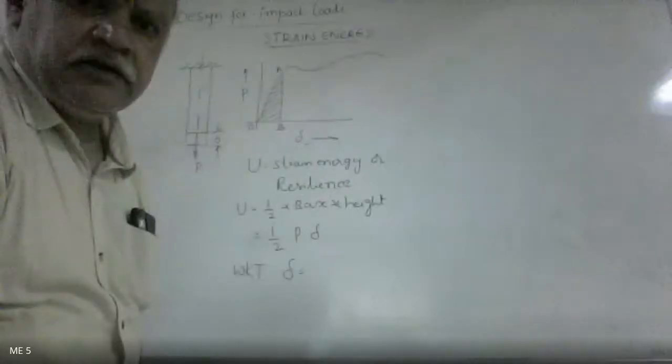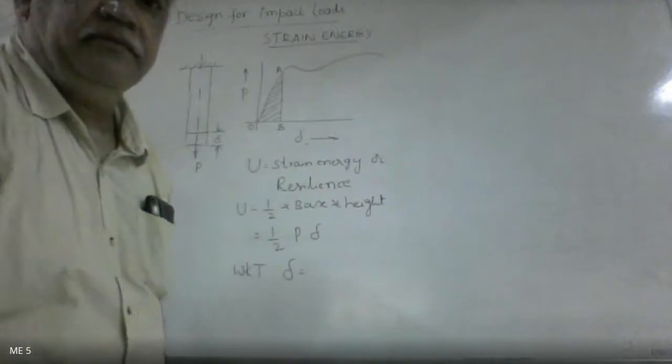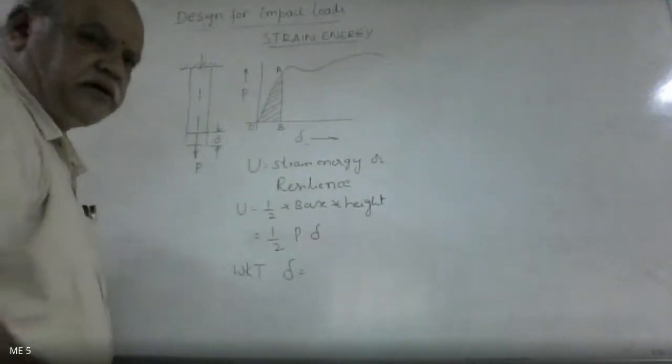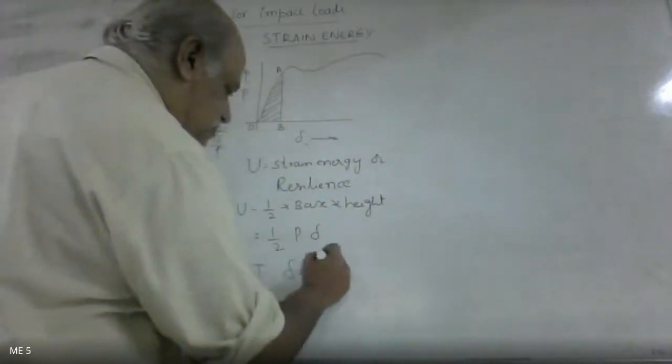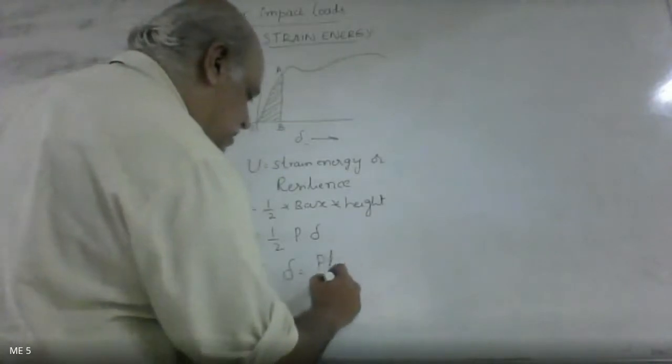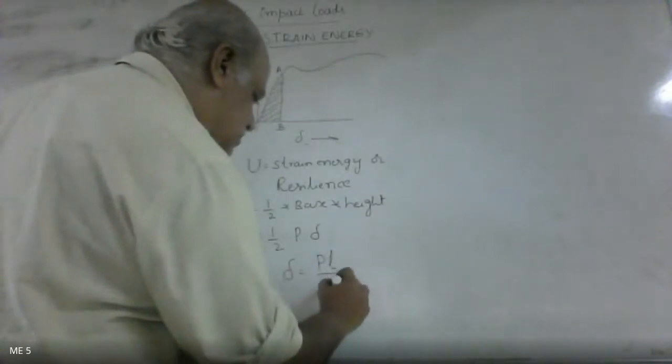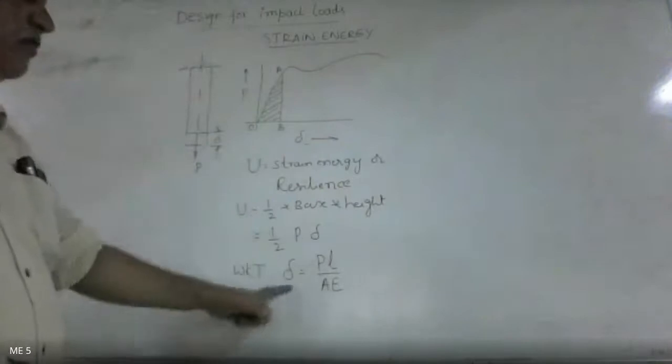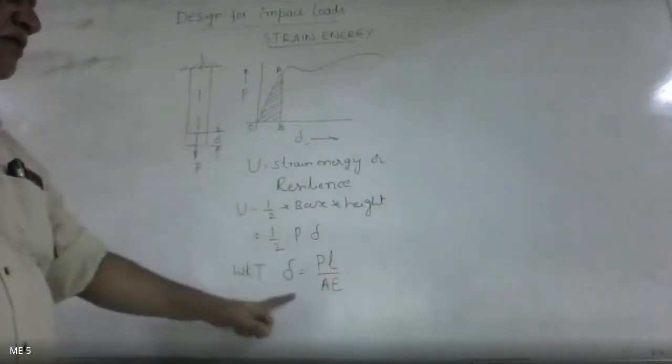Sai Sumant, are you? Ajay? Yes, sir. Sir, is it final length minus initial length of the shaft? Yeah, right. So delta is given by PL by AE. This is the deformation for an axially loaded member.